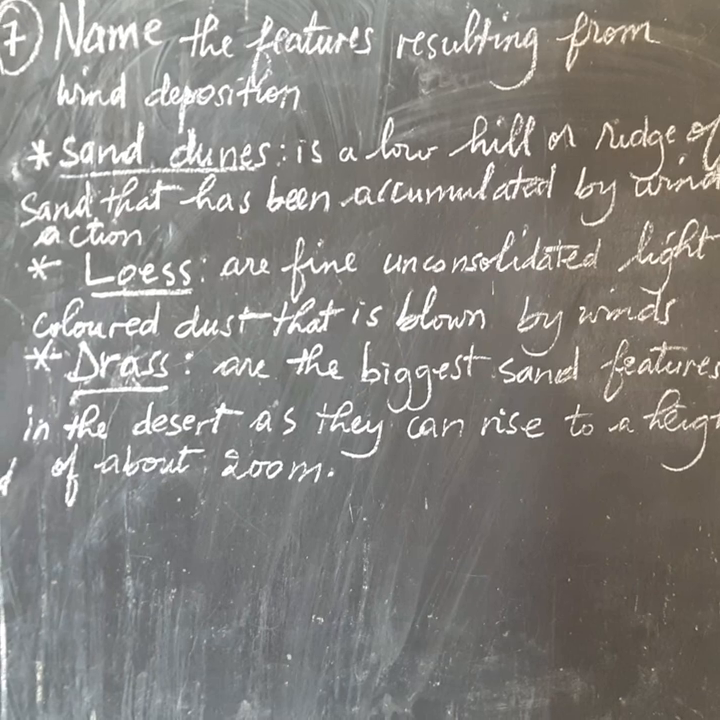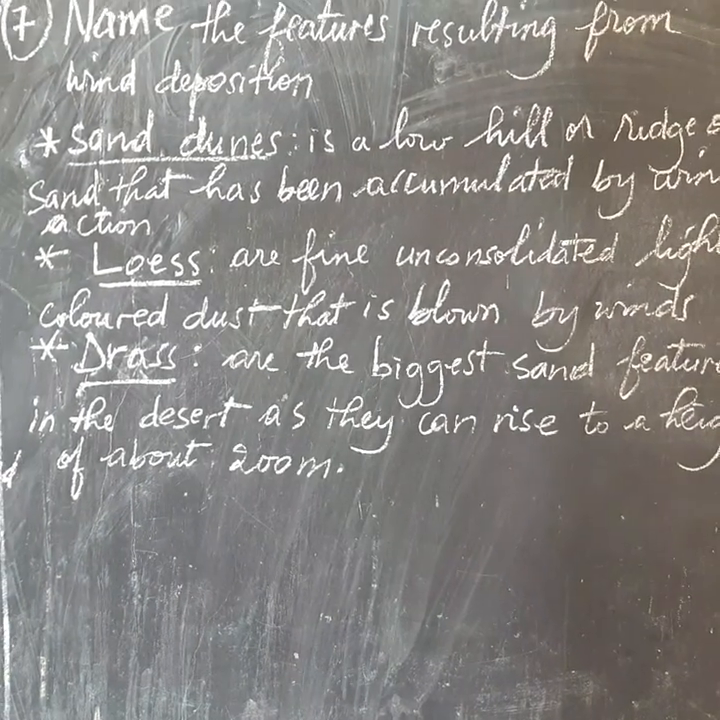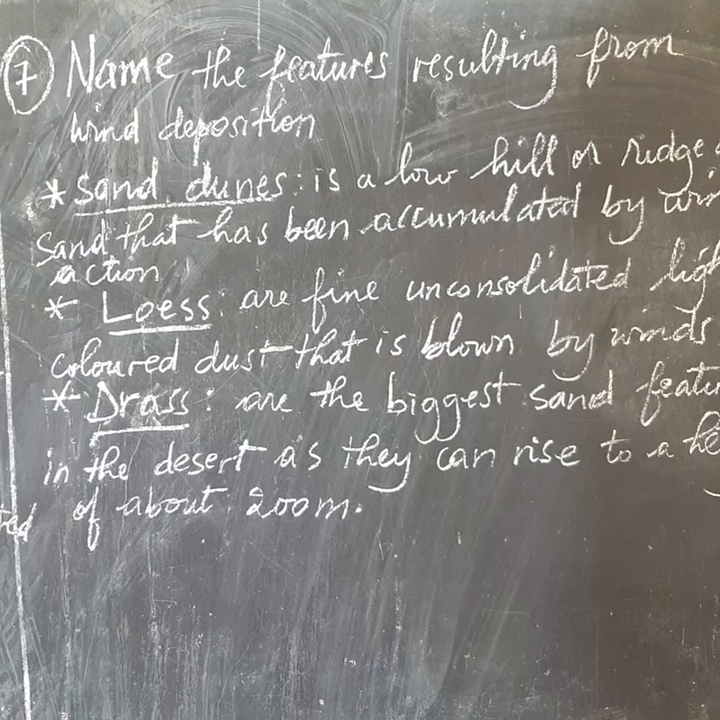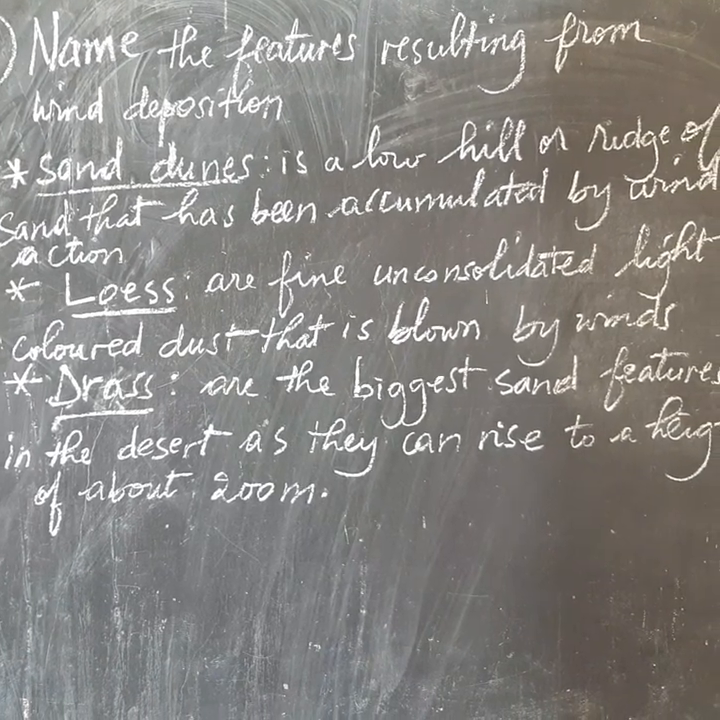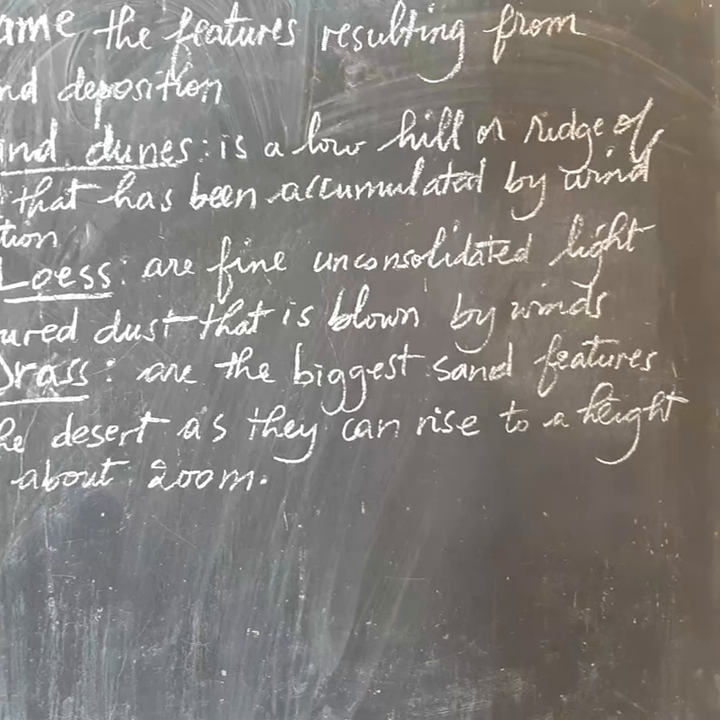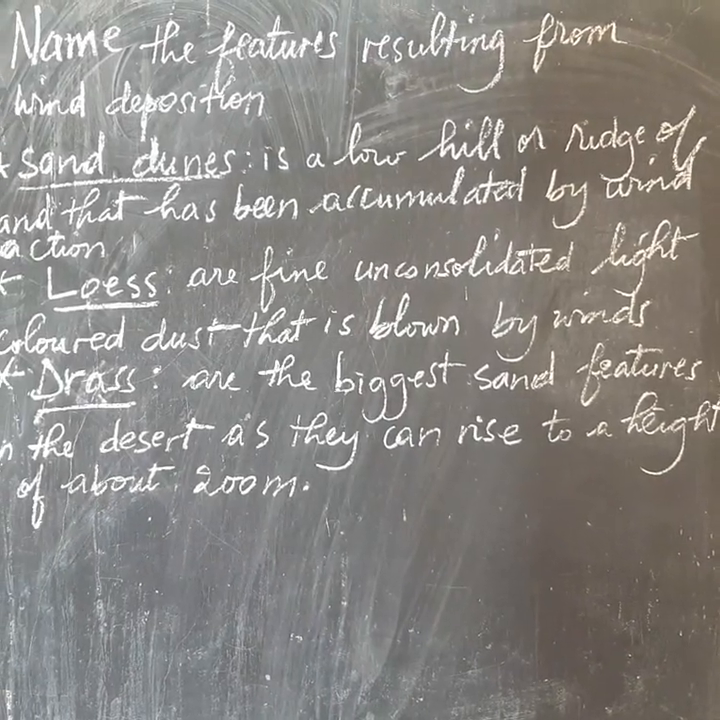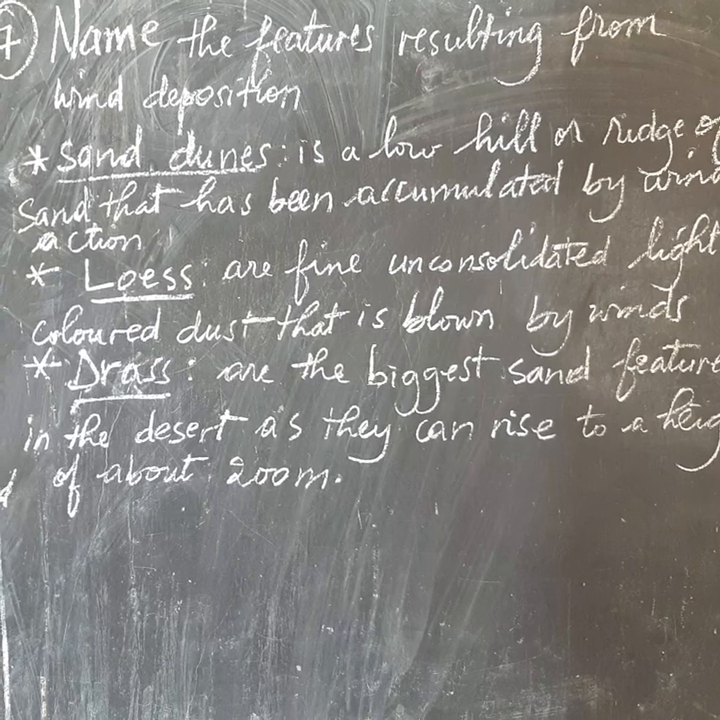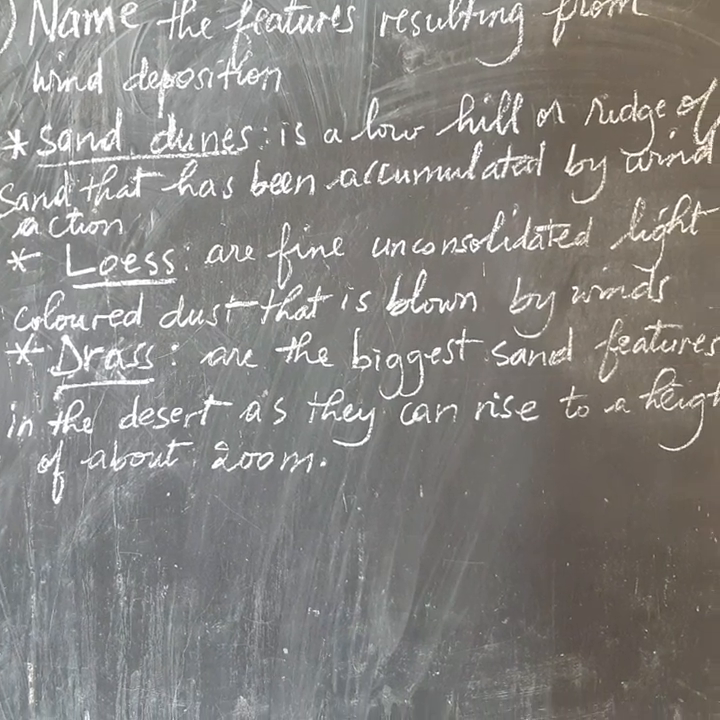So when wind deposits the materials, there are some features that will be formed. We have feature number one, which is sand dune. When you talk of sand dune, this is a raised hill or a ridge of sand that has been accumulated by wind action. So meaning that this is a ridge of sand that has been accumulated by wind action.